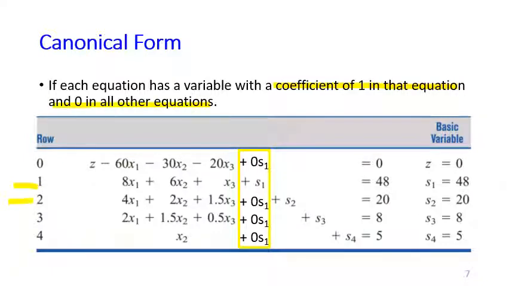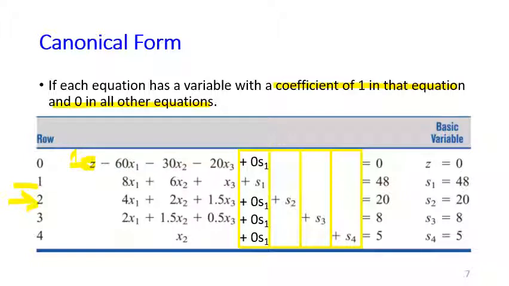What about row 2? You have S2 that shows that kind of behavior. S2 has the coefficient 1 in row 2, but has coefficient 0 in all other equations. For the third equation, you have S3 that shows such behavior. And then for the fourth equation, you have S4. For row 0, you actually have Z that appears here with the coefficient 1, and then it does not appear at all in other equations. So this is already in a canonical form.